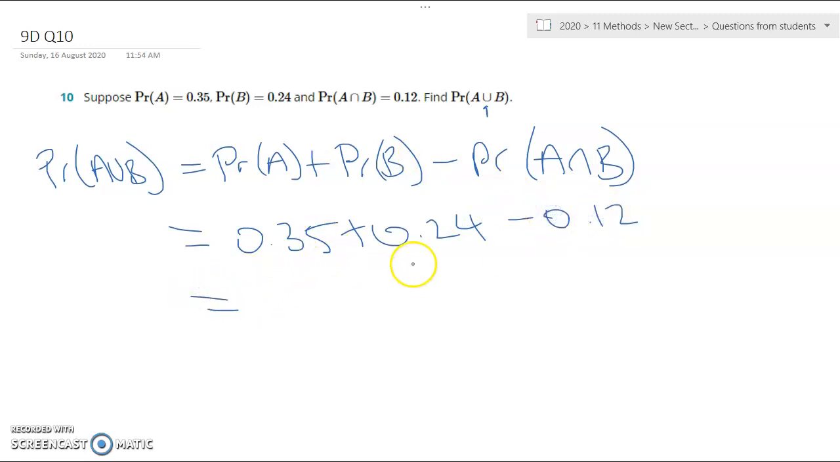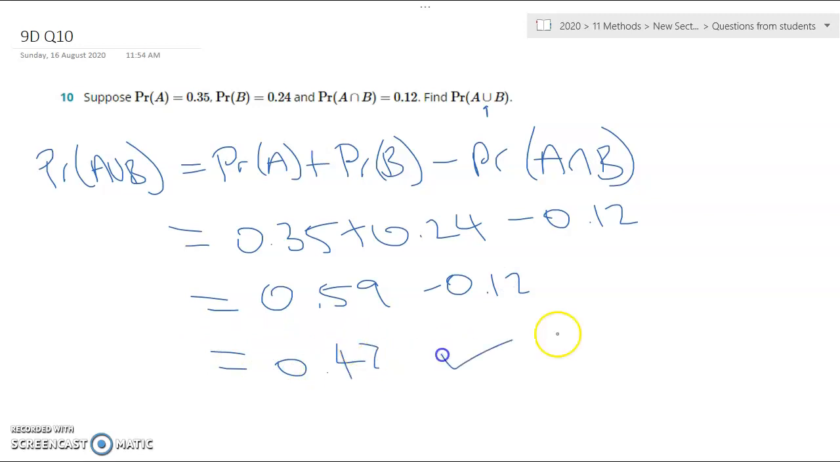All right, add these two together and we get 0.59. I'll just do it in an extra step. Minus that and you get 0.47. And that's it.